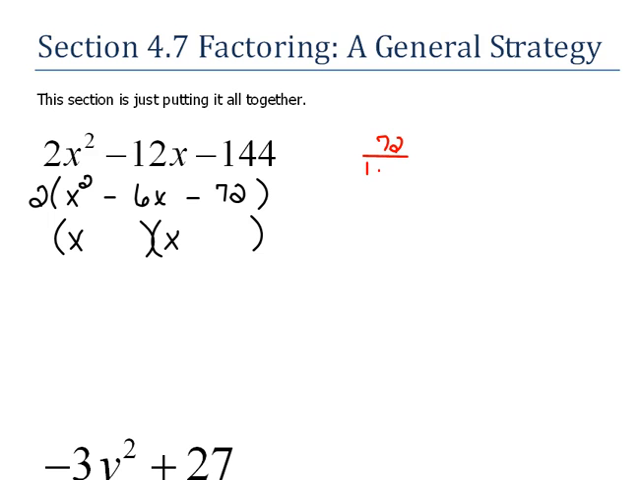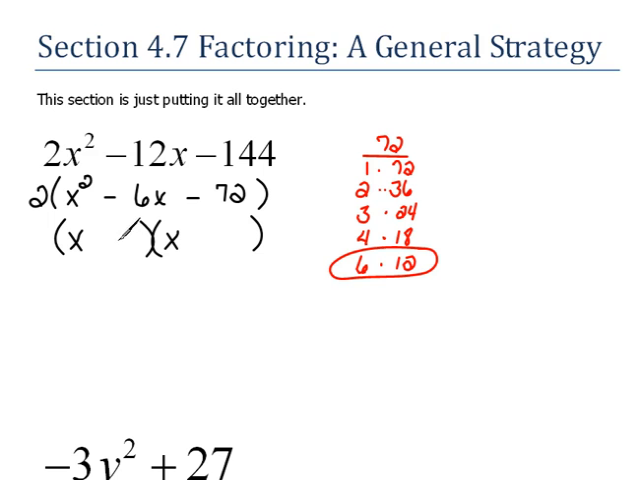Let's see, 72 would be 1 times 72, but that won't work. 2 times 36, but that won't give us a 6. 3 times 24, that won't work. 4 times 18, but that won't work. That would give us a 14 if we were to subtract it. Okay, 5 won't go into it. 6 times 12 is 72. And look, 6 and 12, when we subtract those, we do get a 6.